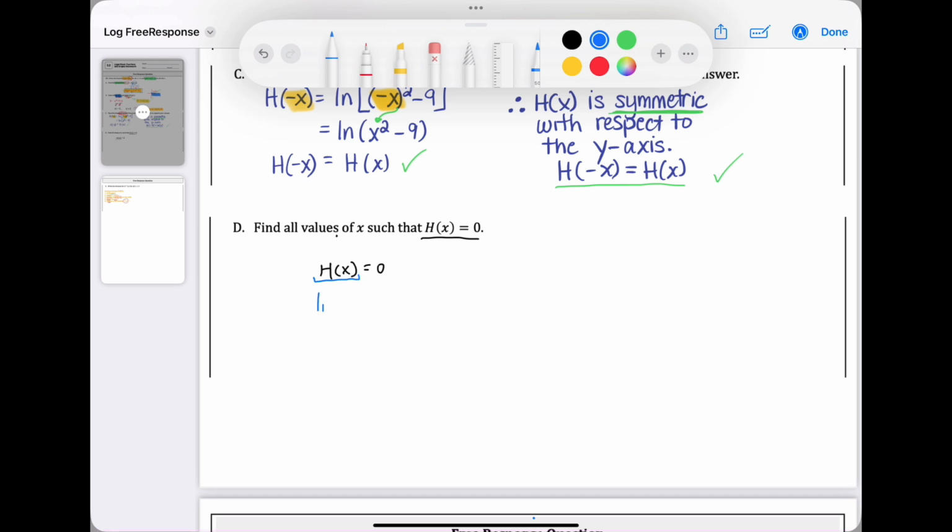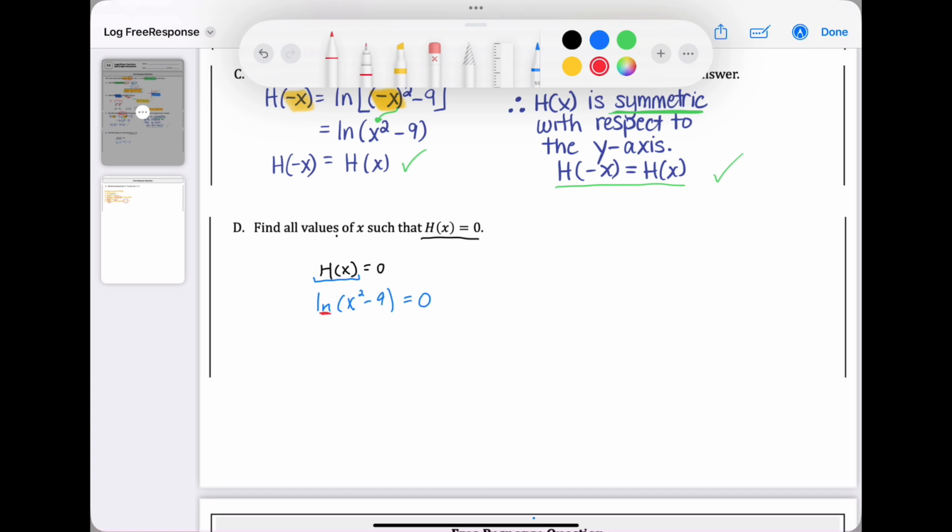So step 1, I'm going to make this happen. Natural log of x squared minus 9 is equal to 0 by the given. Can we say that? Ms. O said that it's all about the base. Base the same, cancel out.